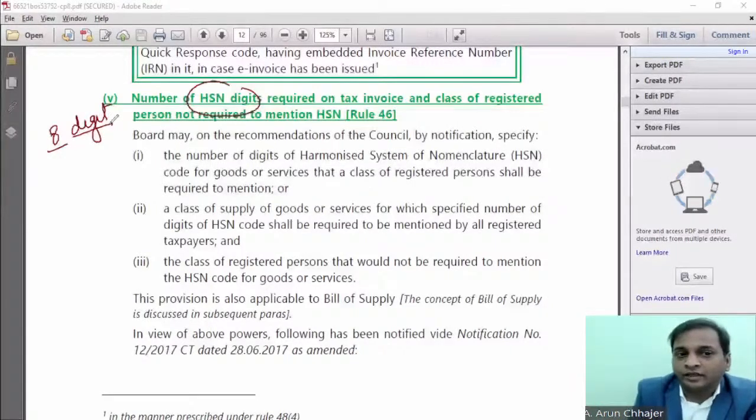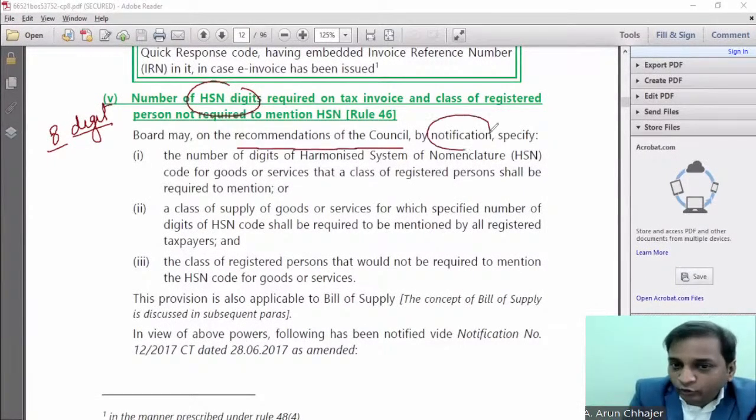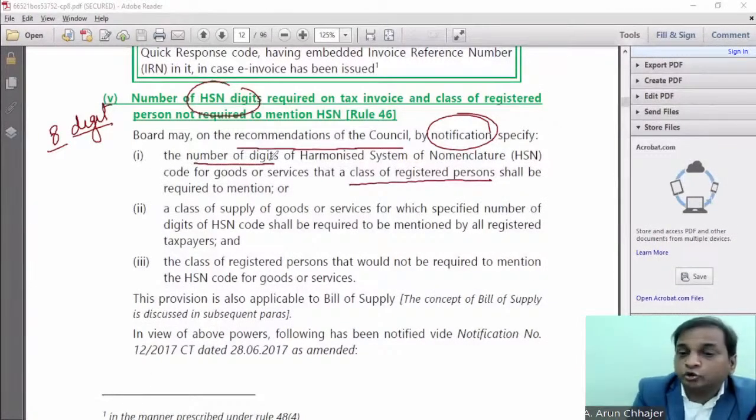Answer is no. Government has the power, on the recommendation of the Council, by notification, to specify which class of registered person has to mention how many digits. In case of certain classes of supply of goods and services, a certain specified number of digits has to be mentioned.